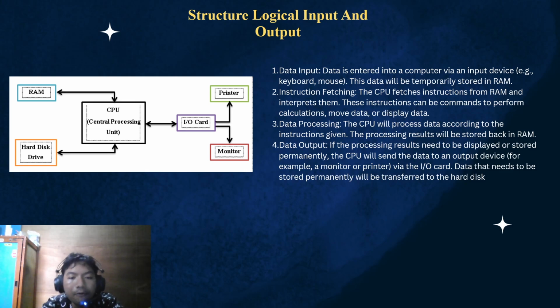And the third, I will explain about data processing. Data processing is the CPU will process data according to the instruction given. The processing result will be stored back in RAM. And the fourth, data output. Data output is if the processing result needs to be displayed or stored permanently. The CPU will send the data to an output device, for example, monitor or printer. Via the I/O card, data that needs to be stored permanently will be transferred to the hard disk.